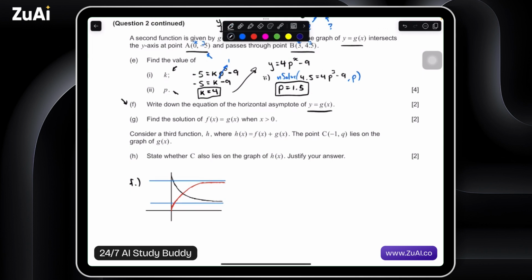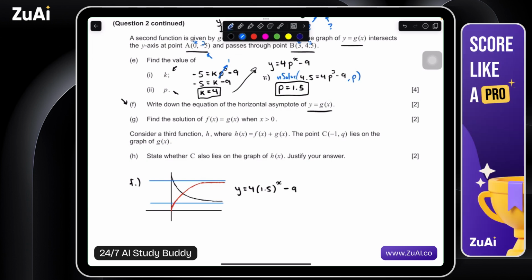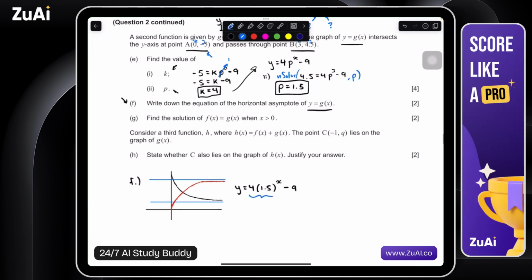So here's our function: y is equal to 4 times p to the x minus 9. Or sorry, not p, we know p. So 4 times 1.5 raised to the power of x, minus 9. Remember order of operations: don't be tempted to multiply 4 and 1.5 together and just write it as 6 to the x. That would not be correct. Order of operations, it's 1.5 raised to the power of x, then multiplied by 4, and then you take away 9. So don't simplify anything, just leave it as it is. That's our function. Okay, horizontal asymptote.